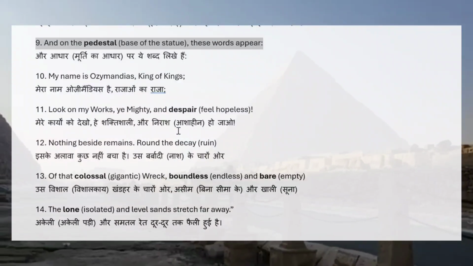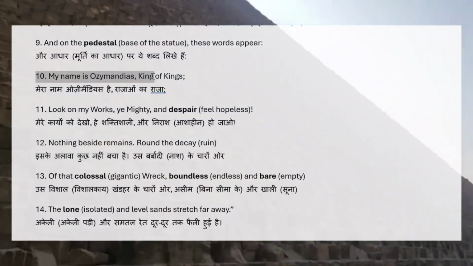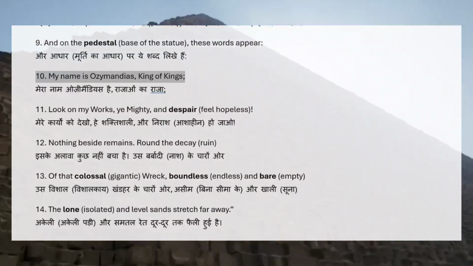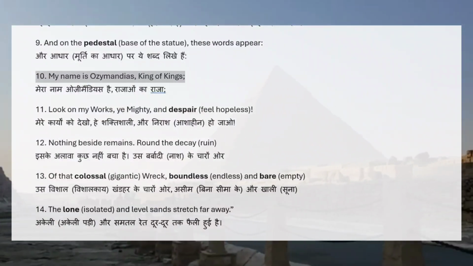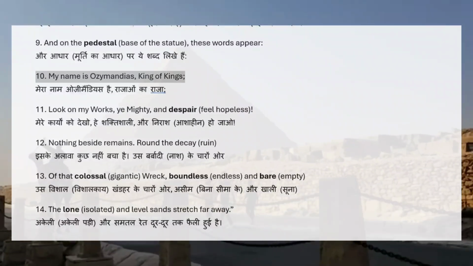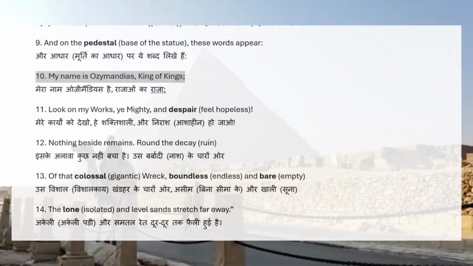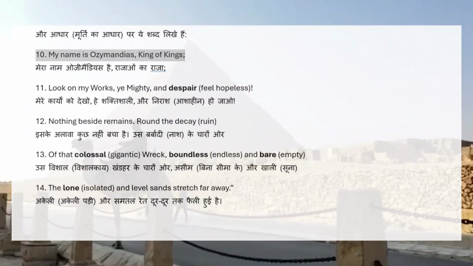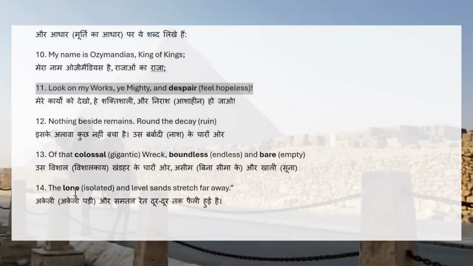Line number 10. My name is Ozymandias, King of Kings. The inscription identifies the ruler as Ozymandias, a grand title meaning he was the King of Kings, a title claiming supreme power. Line number 11. Look on my works, ye mighty, and despair.